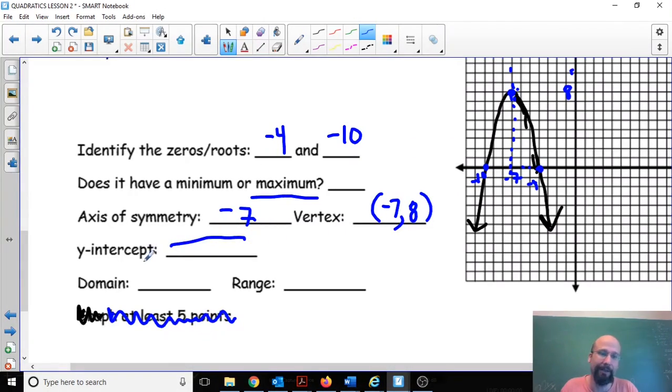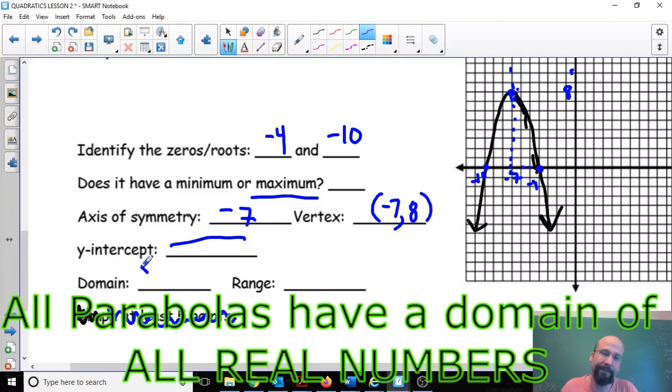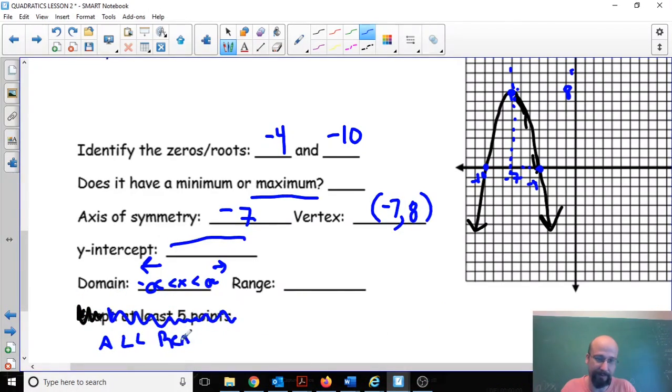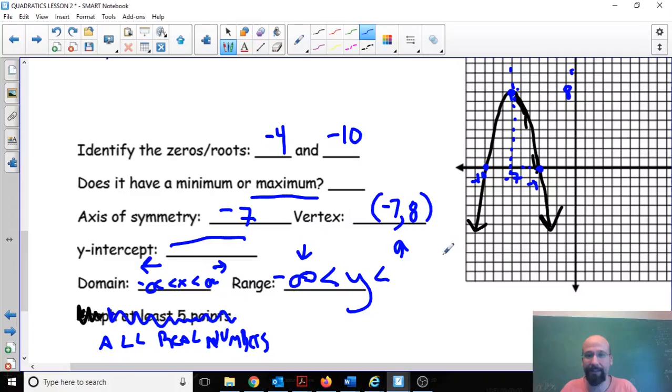The domain, furthest point left to the furthest point right. All of these parabolas, since they have arrows, is going to be -infinity to positive infinity. Or you could say all real numbers for the domain. The range, lowest point to the highest point. The lowest point is an arrow, so that's negative infinity. And the highest point is 8.